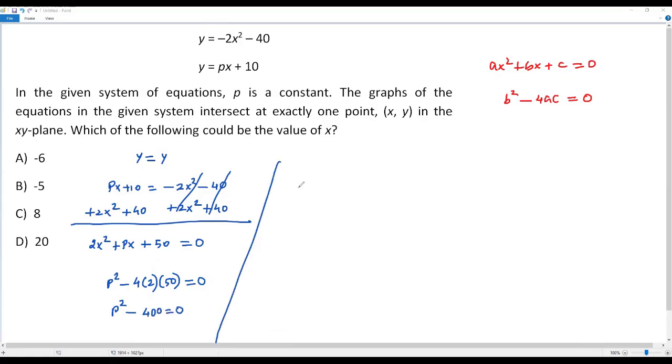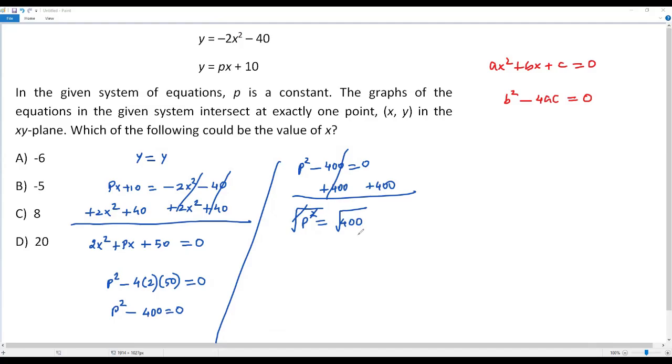Okay, let me continue here. Let me write the same equation. p squared minus 400 equals 0. Let me add 400 to both sides of the equation. Then this negative 400 and positive 400 will cancel out. I'm getting p squared equals 400. Now let me take the square root on both sides of this equation to get rid of the exponent 2. And here the square root and square will cancel out.